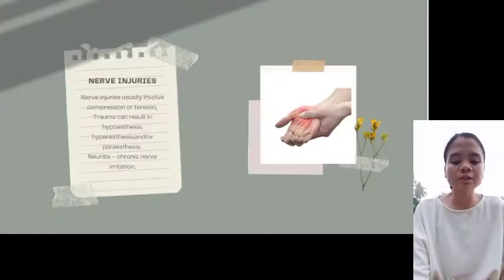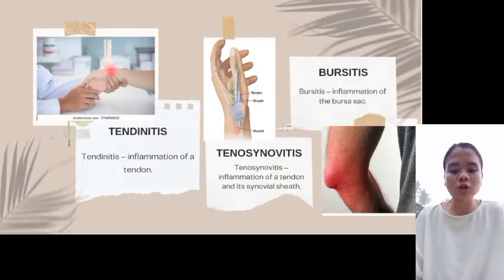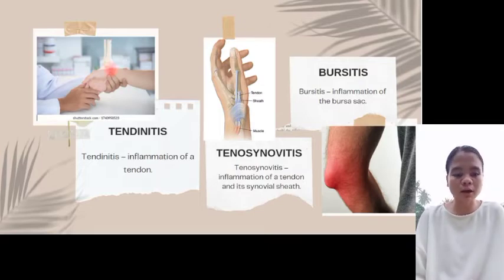Nerve injuries. Nerve injuries usually involve compression or tension. Trauma can result in hyperesthesia and or paresthesia, neuritis, chronic nerve irritation. Nerve injuries may affect our brain's ability to communicate with muscles and our organs. Tendinitis is inflammation of a tendon. It is commonly caused by repetitive activities. It's also painful and commonly happens in the elbow, the knee, the shoulder, the hip, and in our thumb.